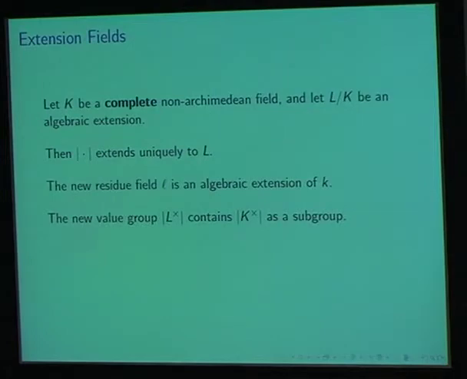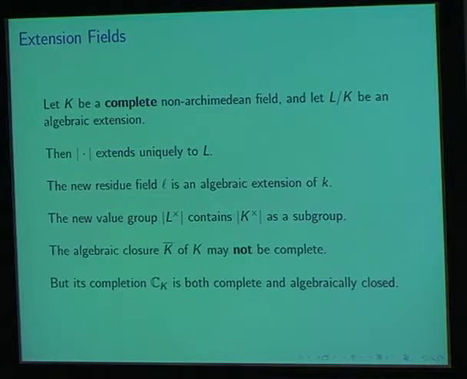I said this is true for any algebraic extension, so you can do it for the algebraic closure in particular. Its residue field will automatically be the algebraic closure of the original residue field, and the new value group will be much bigger in general. In particular, even though K was complete, the algebraic closure is generally not going to be complete. So you go to the algebraic closure, you lose that.